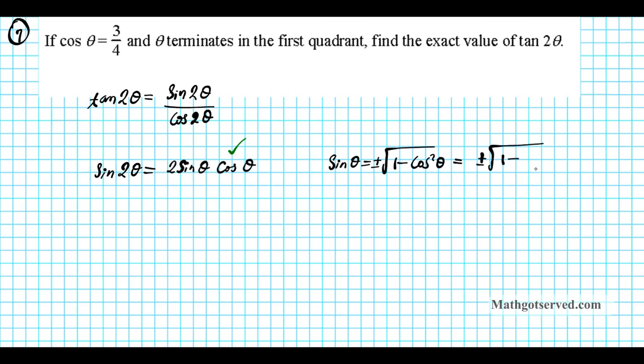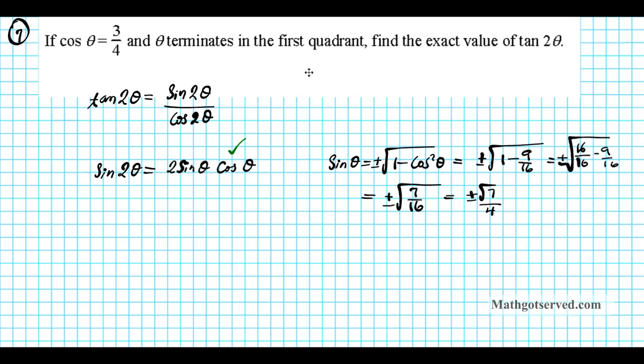squared. If you square that, you get 9 over 16. And this becomes plus or minus the square root of 16 over 16 minus 9 over 16. When you look for the LCD of 1 over 1, subtract the numerators, you have plus or minus the square root of 7 over 16, which is equal to plus or minus root 7 over 4. Okay? Now, the question is, is it positive or negative?